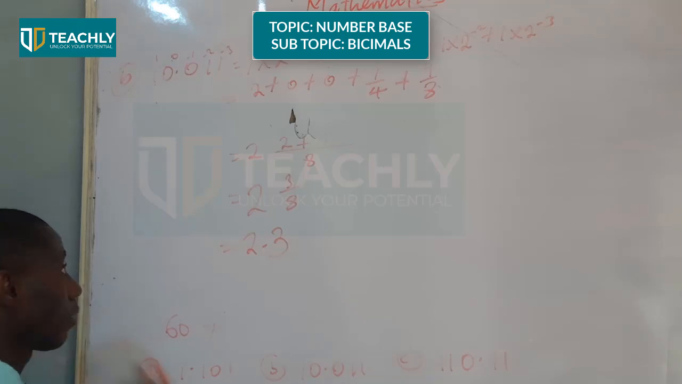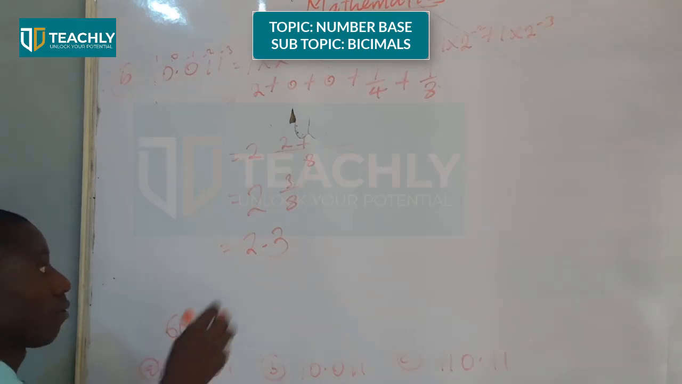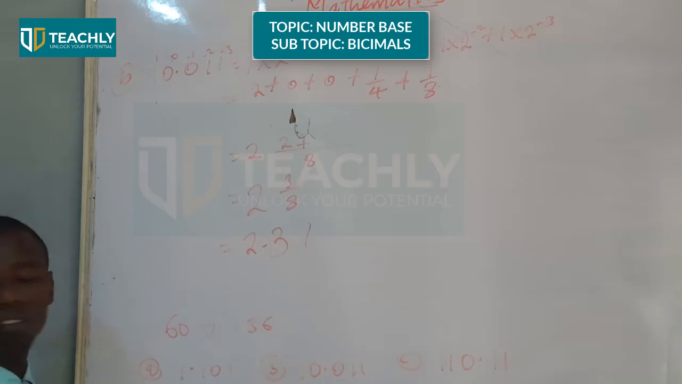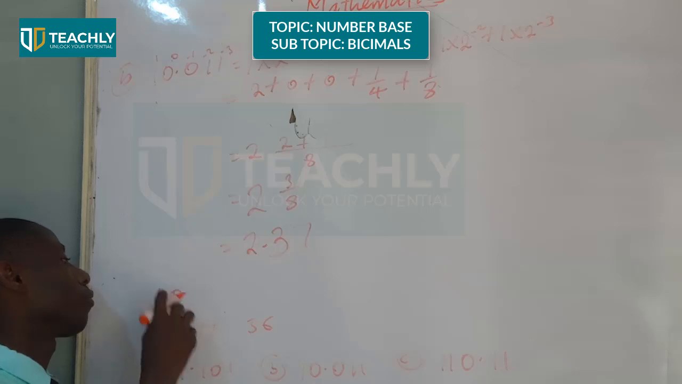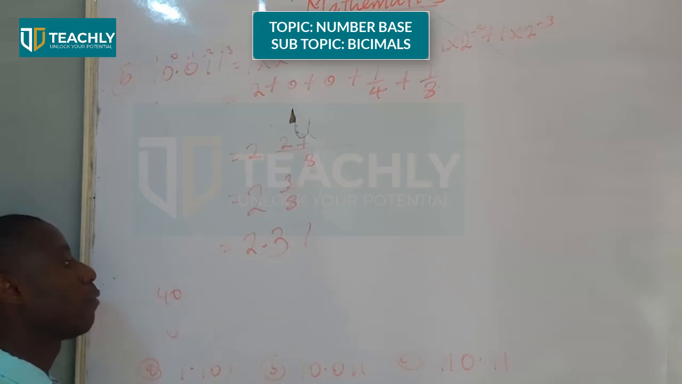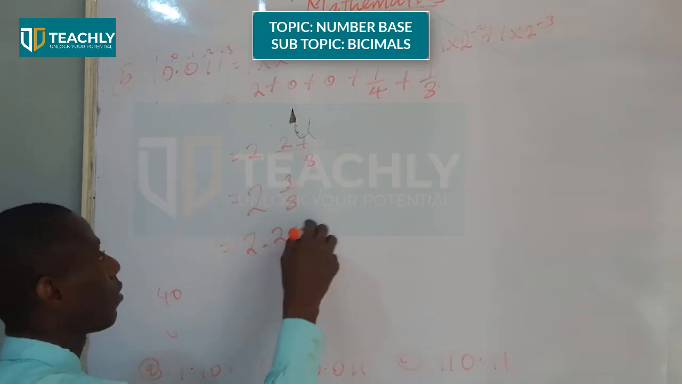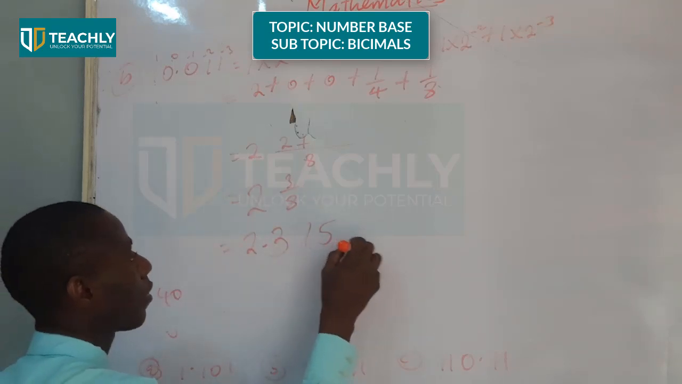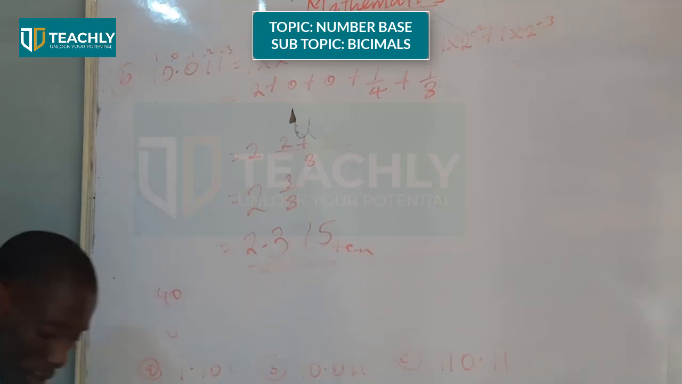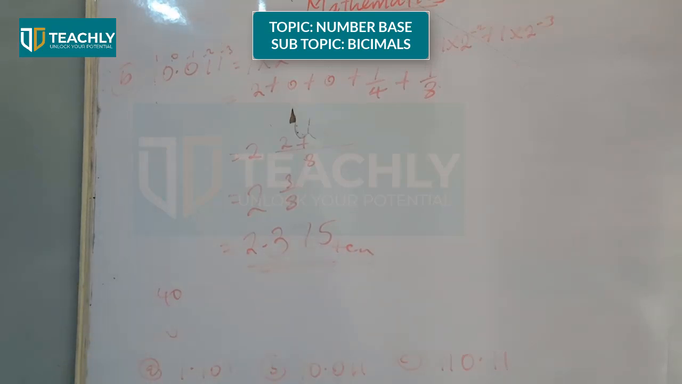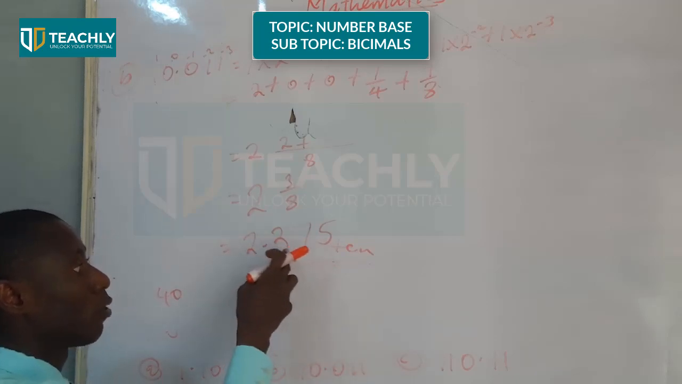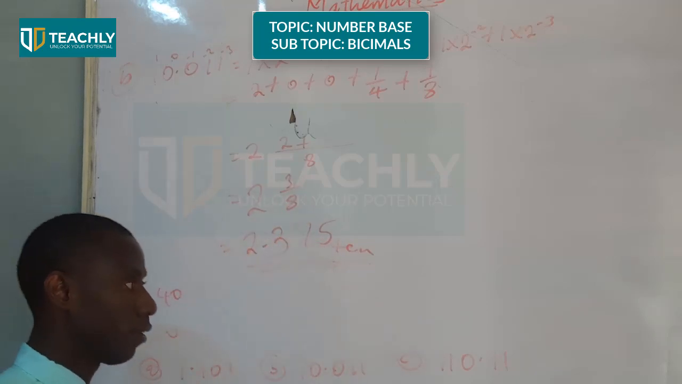8 times 7 is 56. 56 from 60 remains 4. So put 0, that is 40. How many 8 will you find in 40? We have 5. Our answer is 2.375 base 10. So that is the answer. Convert what? From 10.011 to decimal, that is 2.375 decimal.